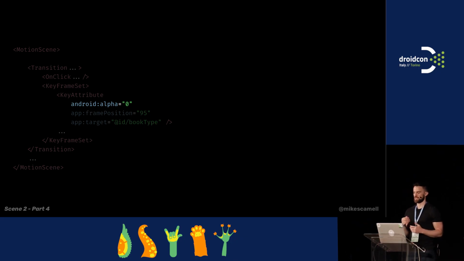We set the frame position to 95. As we have the initial alpha set to 0 in our start constraint set, this key attribute ensures that nothing will change until frame 95, at which point we'll get the fade starting from 0 to 1.